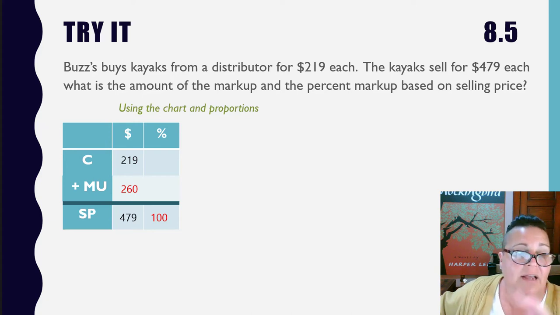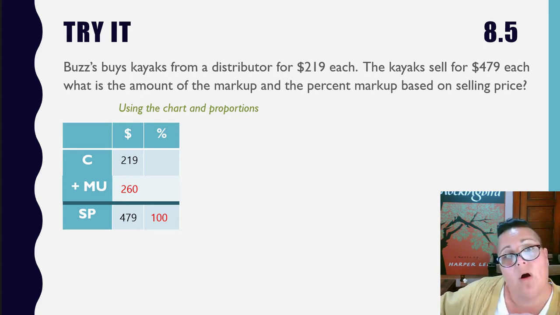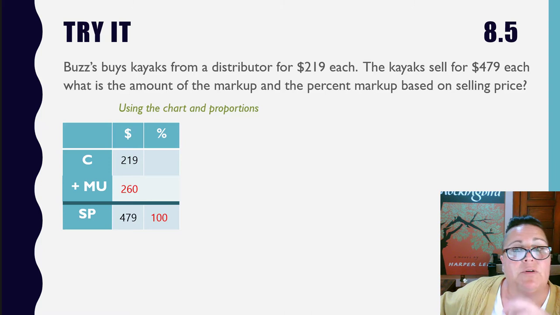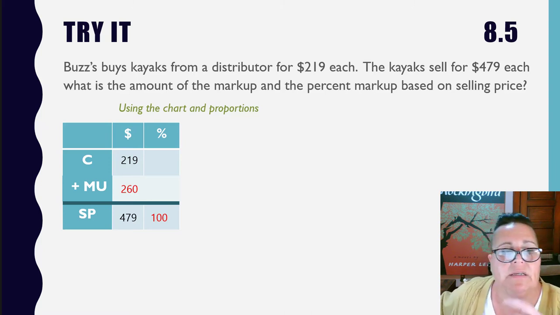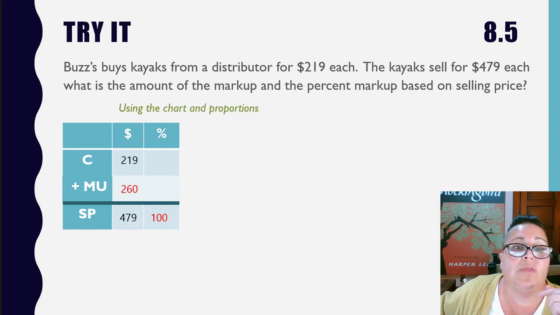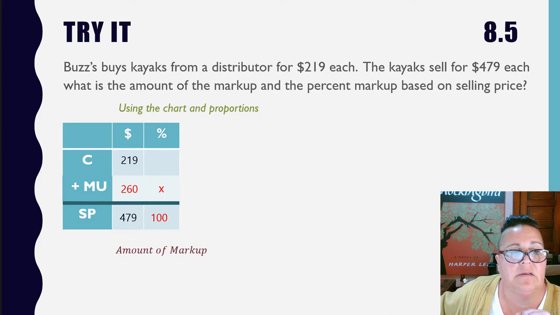Now, I've got the amount of the markup. I am also supposed to find the percent of the markup based on the selling price. So the percent of the markup is my X value. And looking at this, I can see that the bottom 4 spaces, there we go, the amount of the markup is 260. I knew that was in there someplace.